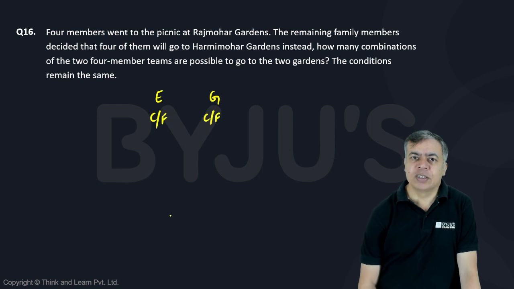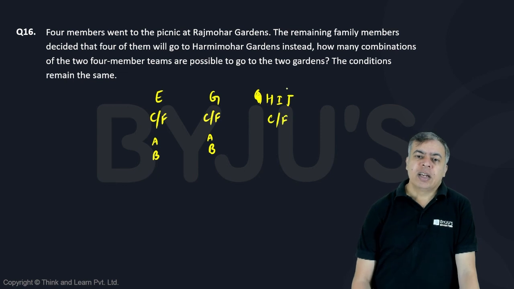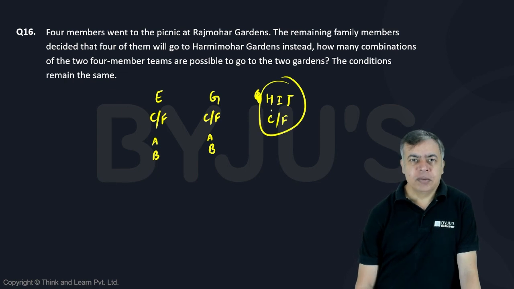The second member is one of these, right? Then for 4 members you must have AB here, AB here. In the last case, what 4-member team can you have? It was E, G and H. I think here it was H, I and J. 3 members compulsory and then 1 out of C and F. So this can be the 4-member team here.